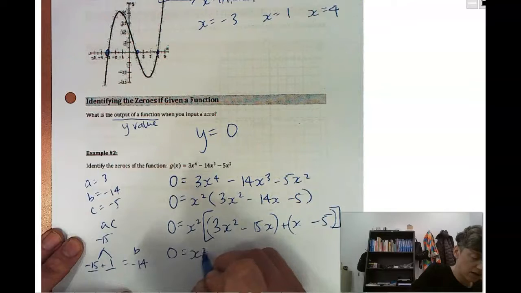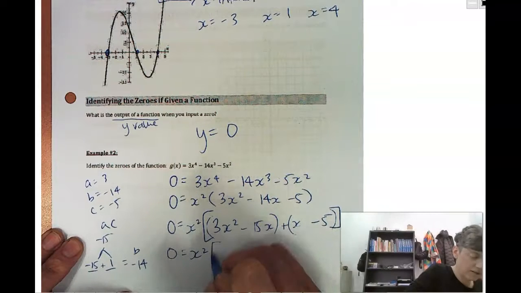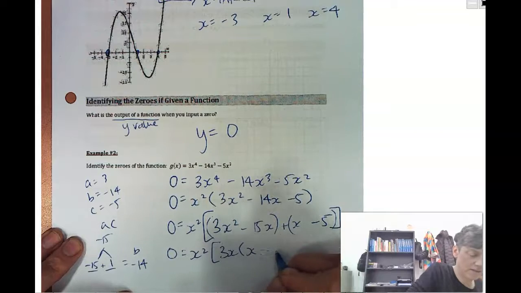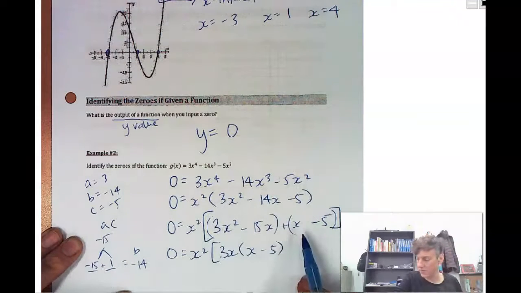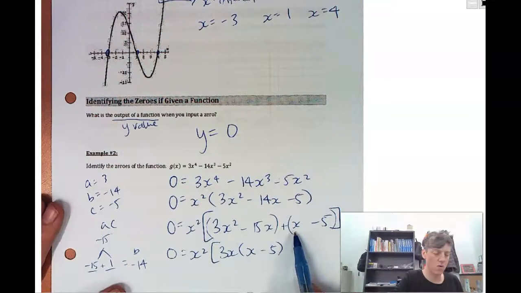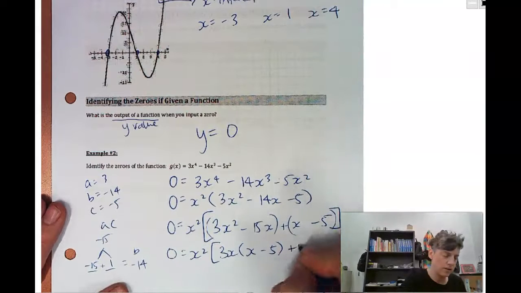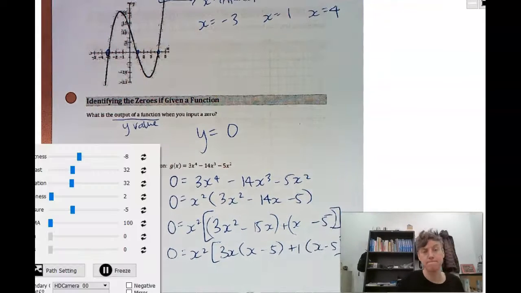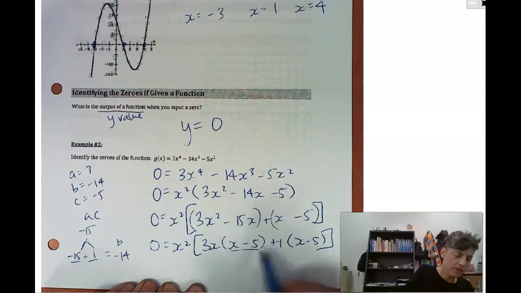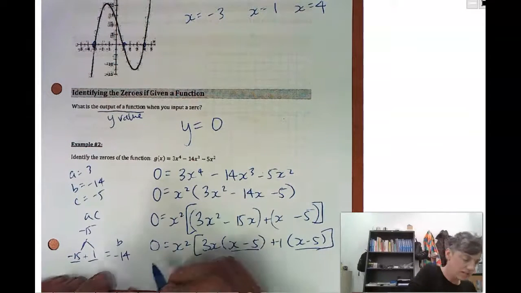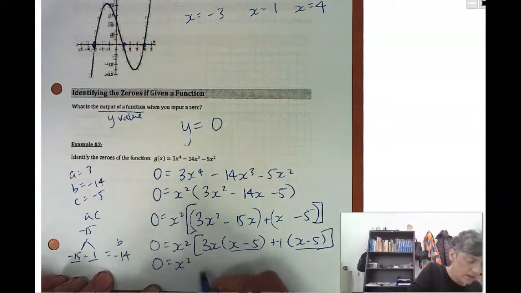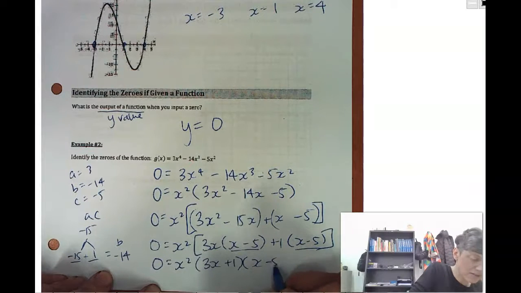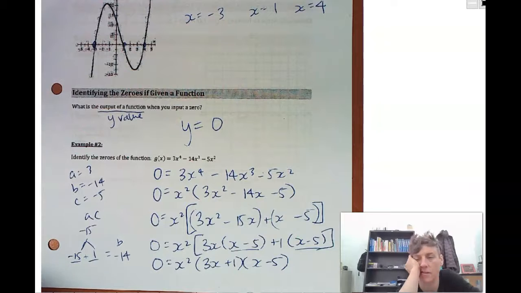0 equals x squared. Here let's take out 3x. We'll be left with x minus 5. Our greatest common factor here is going to be 1. X minus 5. We know we did a great job because the parts in parentheses are the same. So this becomes x squared times 3x plus 1 times x minus 5.